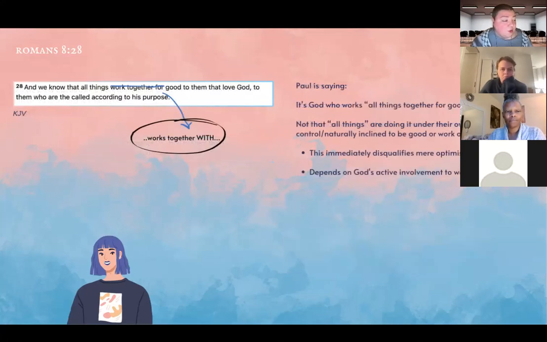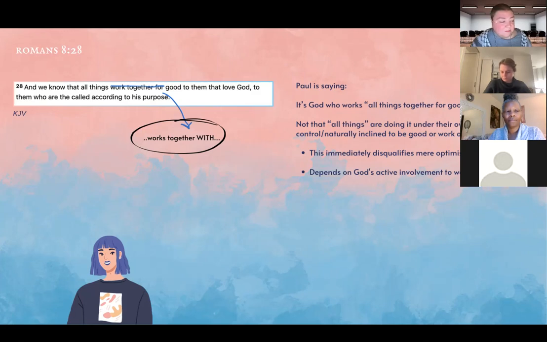The verb Paul used doesn't mean "works together for," as it's translated. It means "work with." So, first of all, Paul is saying that it's God who works all things together for good, not that all things are doing it under their own control or are just naturally inclined to be good or work out. This immediately disqualifies an outlook on life that is merely optimistic. Paul is not talking about optimism. He's not saying the universe makes things work themselves out.